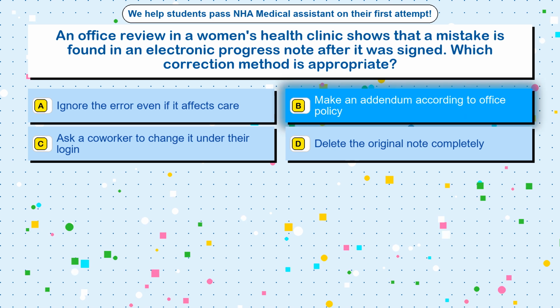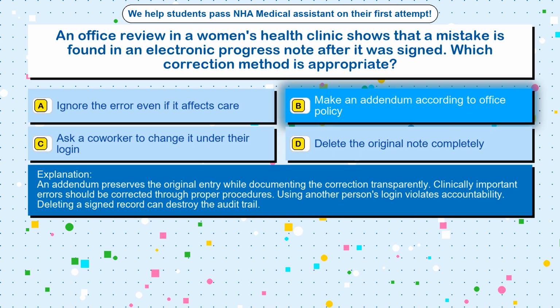The correct answer is option B, make an addendum according to office policy. An addendum preserves the original entry while documenting the correction transparently. Clinically important errors should be corrected through proper procedures. Using another person's login violates accountability. Deleting a signed record can destroy the audit trail.